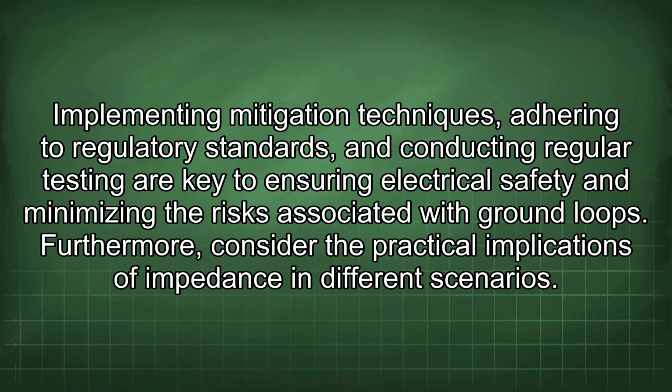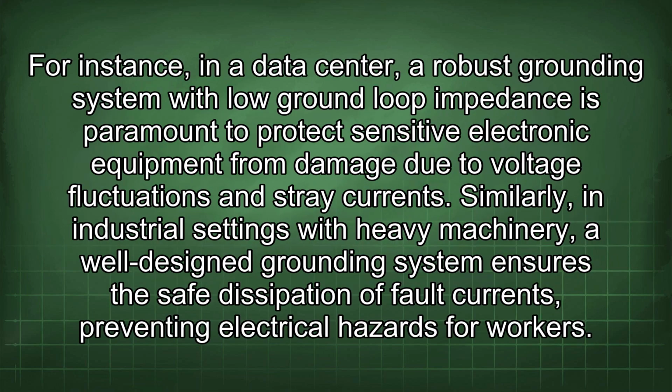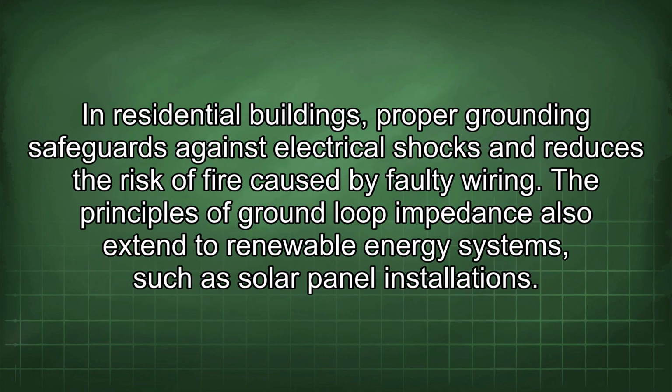Furthermore, consider the practical implications of impedance in different scenarios. For instance, in a data center, a robust grounding system with low ground loop impedance is paramount to protect sensitive electronic equipment from damage due to voltage fluctuations and stray currents. Similarly, in industrial settings with heavy machinery, a well-designed grounding system ensures the safe dissipation of fault currents, preventing electrical hazards for workers. In residential buildings, proper grounding safeguards against electrical shocks and reduces the risk of fire caused by faulty wiring.